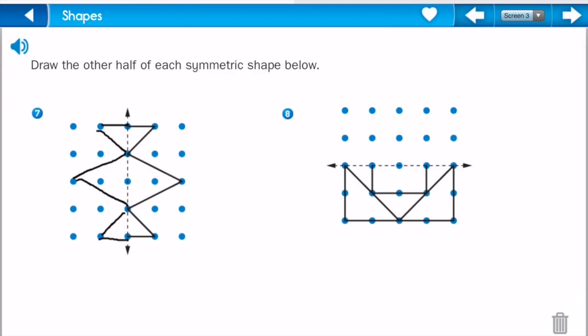So the important thing to remember is that on the line of symmetry, it's exactly the same on both sides. Okay, let's try number 8. This one looks a little tricky. Okay, so I'm going to go up, up. Looks like it's going to meet in the middle again.